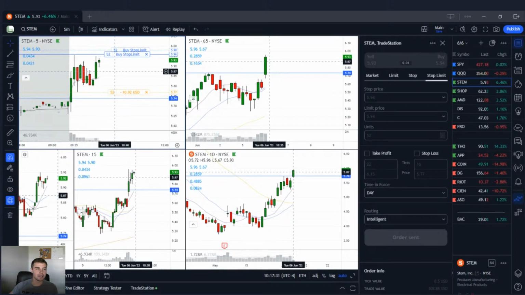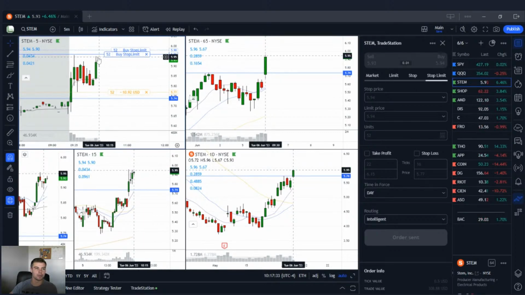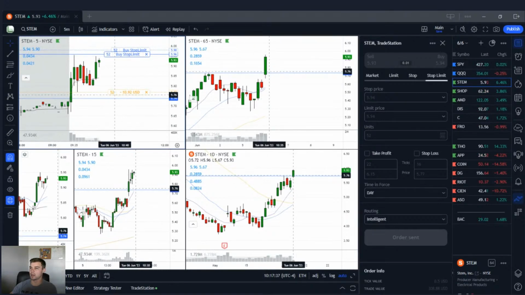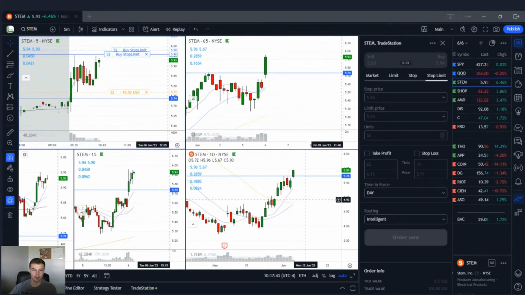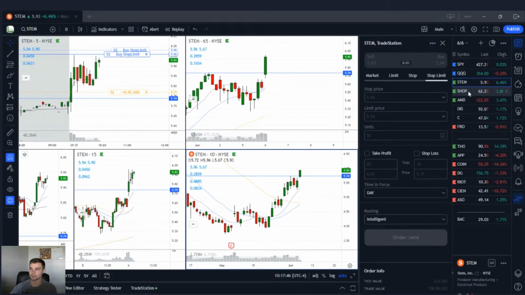So I would like STEM to chop around here for another few minutes before it triggers. That would be ideal. If it doesn't do that, nothing in the world. But yeah, I do like this one quite a bit. Good range left on this.